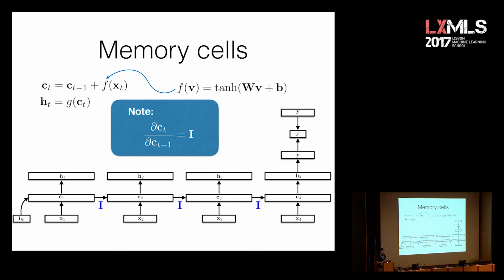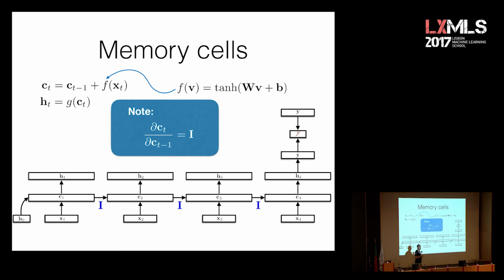One thing to note here is the derivative of c_t with respect to c_{t-1} is just I. Is it clear why, from this definition of c_t, that's the case? f(x) doesn't depend on c_{t-1}, so the derivative with respect to that part of the function is 0. And the derivative of c_{t-1} with respect to c_{t-1}, well, the derivative of something with itself is just I. So we're good, right?